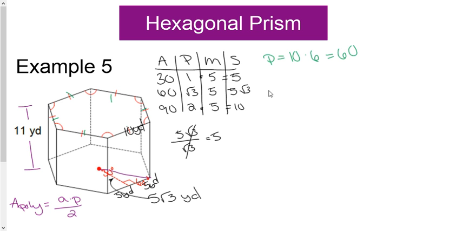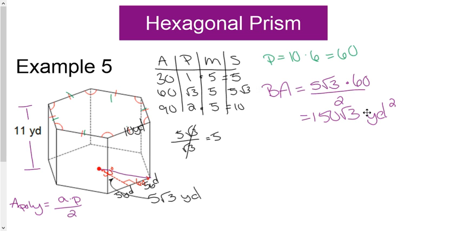So my base area, again, remember, apothem times perimeter divided by 2. So the apothem we had was 5 square root of 3 times the perimeter we just found to be 60, all divided by 2. So when you get that, 60 divided by 2 is 30. 30 times 5 is 150 square root of 3. Since it's area, it is yards squared.